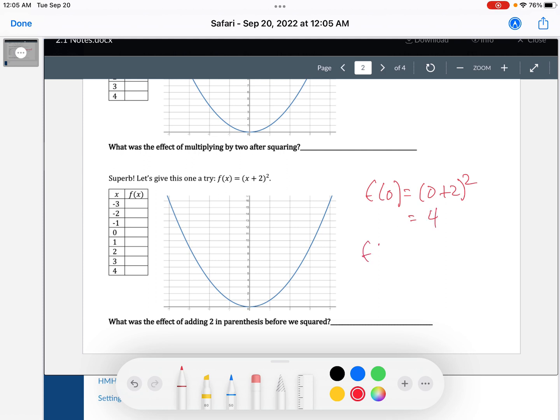Let's do f of negative 1 is going to be negative 1 plus 2 squared, which is 1 squared, which is 1. So this is 4, this is 1. Let's do negative 2. F of negative 2 is equal to negative 2 plus 2 squared, which is going to be 0 squared, is going to be 0. And so I end up with something like this.